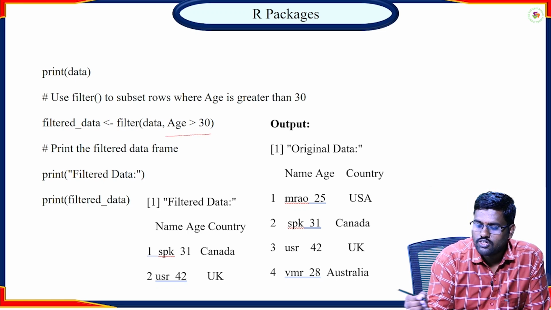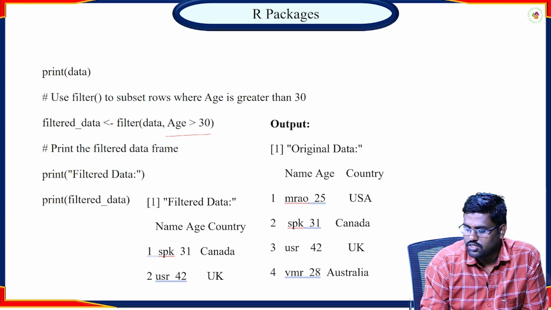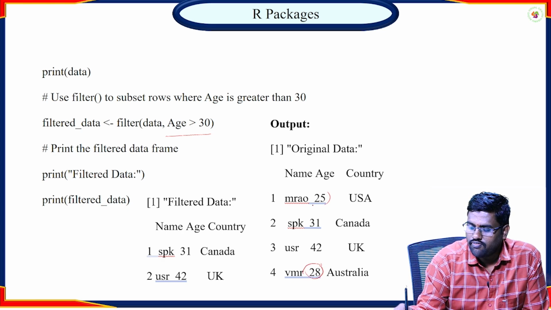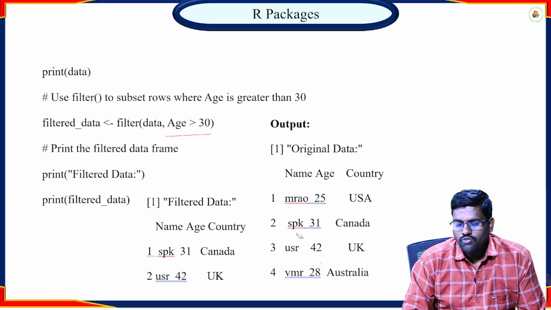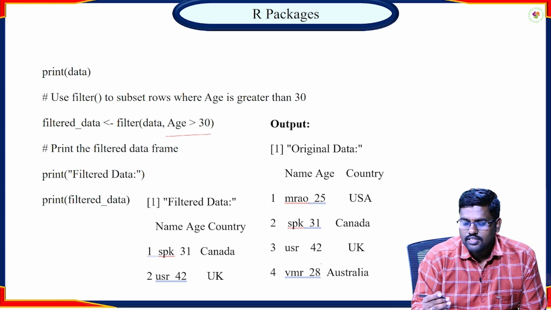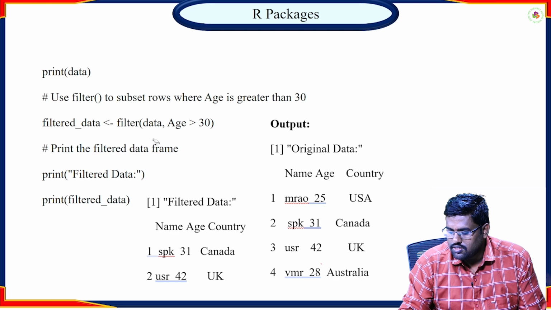Age is greater than 30. So check in this, greater than 30. So this 28, 25. So now filter of data is greater than 30. So we have to check this is our data set value.